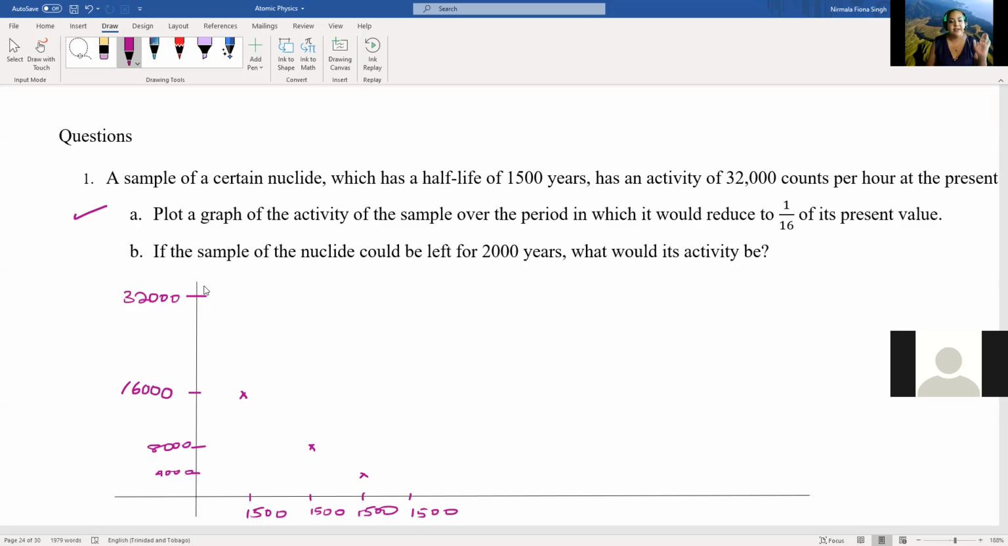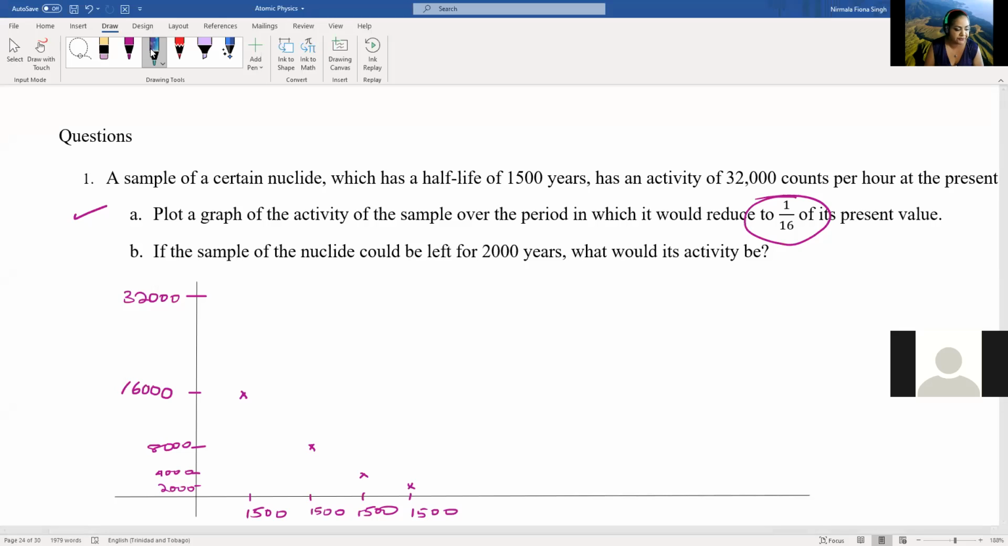Remember, half-life is the time it takes to decrease by half of that value. It's not just half of the original value; it's half of any value that is your half-life. So what's half of 4,000? It's going to be 2,000, and you find your plot. And how do we know that this is actually 1/16 of our value? Let's check and see.